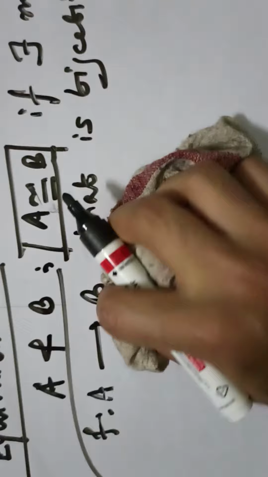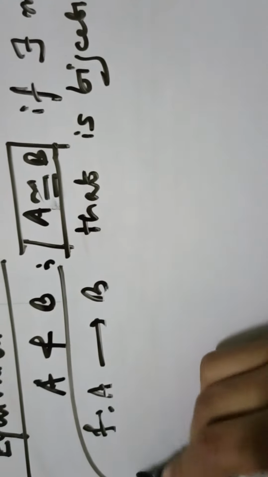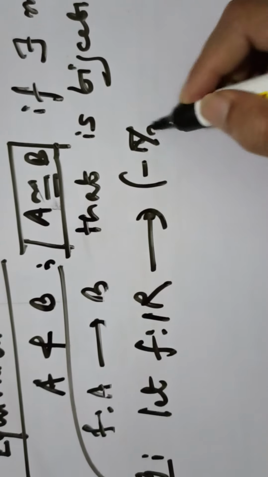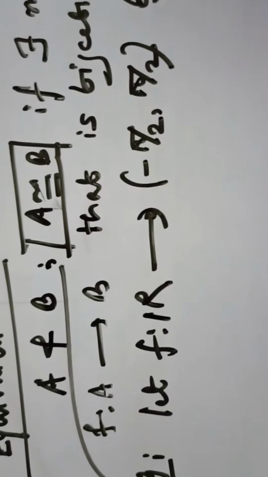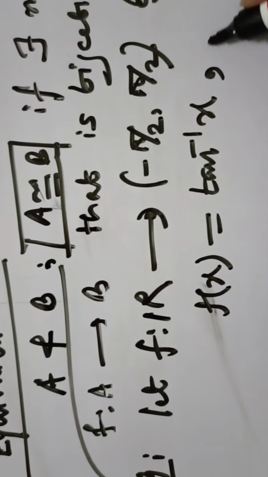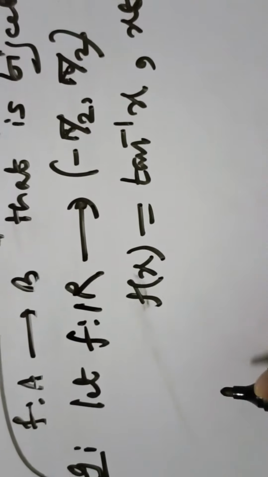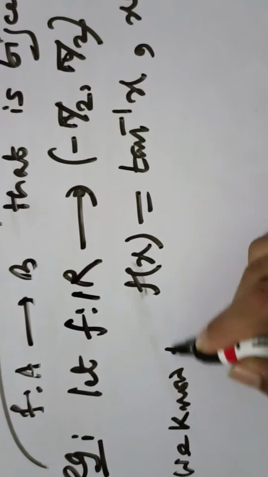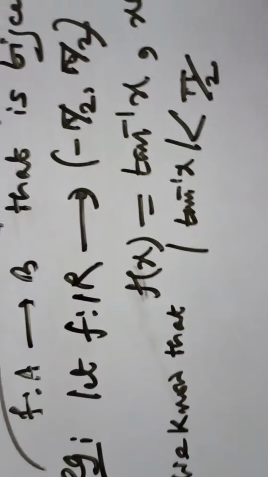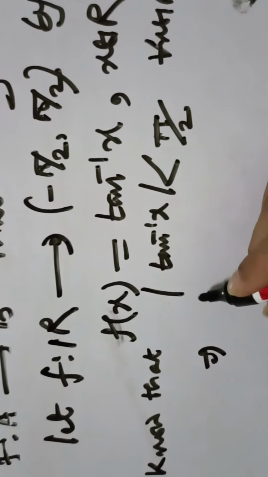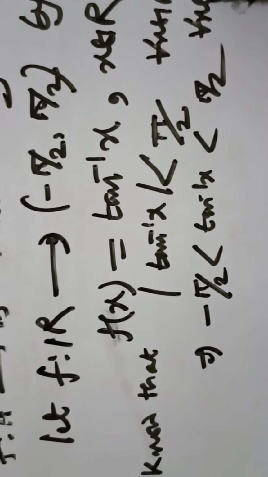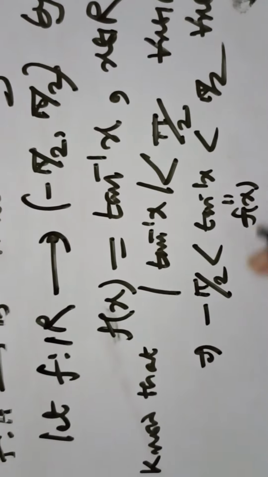Now I am giving an example so that you understand very easily. Let f be a mapping from the set of real numbers R to the interval (-π/2, π/2) defined by f(x) = tan inverse x, x belongs to R. This is a very important mapping. We know that the magnitude of tan inverse x is always less than π/2 for all x belongs to R, or you can say -π/2 < tan inverse x < π/2. So f(x) lies in the interval open -π/2 to π/2.